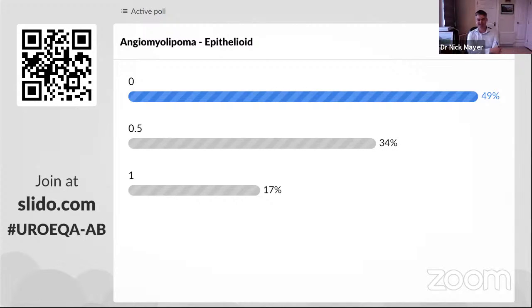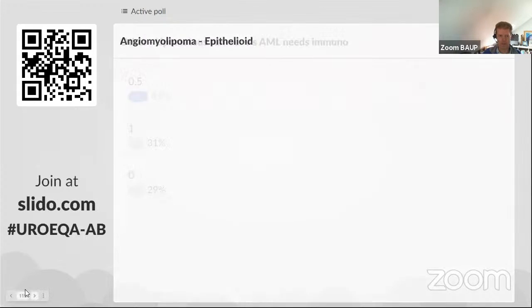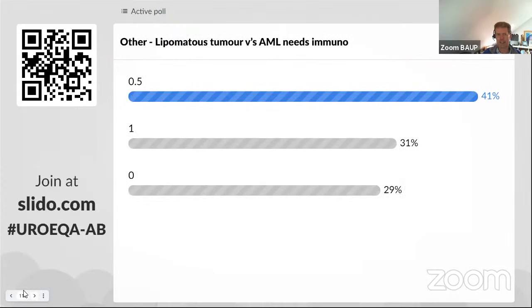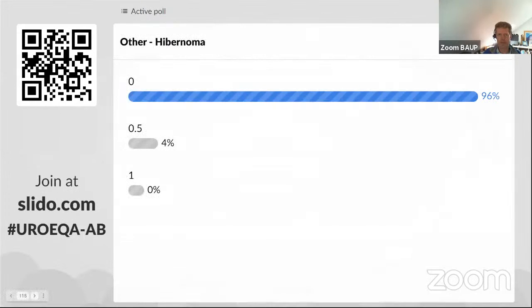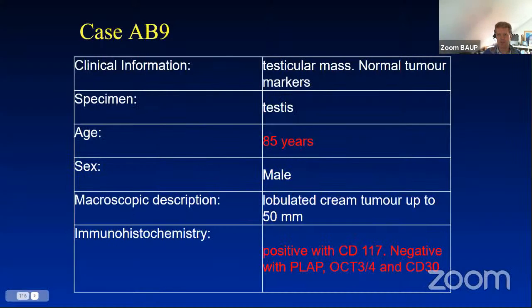Oh, it's moved. So I think 0.5, take the middle ground. I think that's acceptable. So let's put them down for 0.5. Let's move on quickly before somebody else votes. Lipomatous tumor: again, let's give them 0.5. And then 0 for hibernoma and fat necrosis and xanthogranulomatous and angiosarcoma. Did you get all those down, Dr. Mayer? Yeah, just.